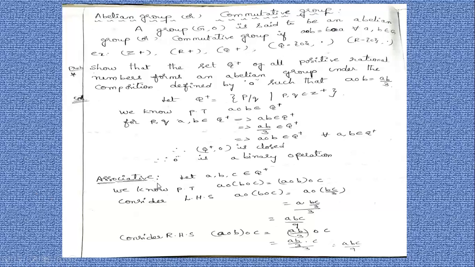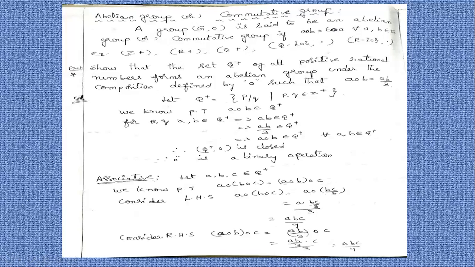Let a, b, c belong to Q plus. What we now prove? (a circle b) circle c equals a circle (b circle c). Now we are taking the LHS. (a circle b) circle c, already given, a circle b equals ab by 3. That means b circle c equals bc by 3. Now we are taking bc by 3 as the only one term, and a circle bc by 3 equals a into bc by 3 by 3 equals abc by 3.